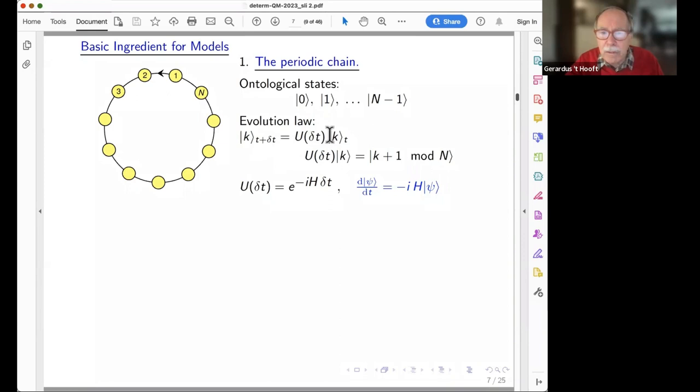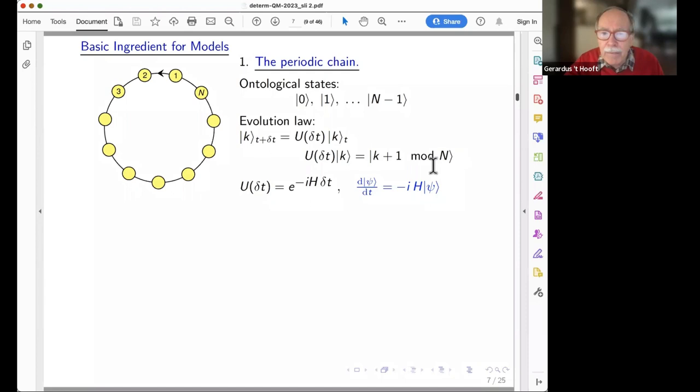Acting with this matrix on the state where k has a certain integer value from 0 to 10, it gives you the next value. It's 1 to 11, but the 11th one is replaced by 0 again, so that this goes round and round and round. You can also say mathematically that u acting on k is k plus 1 modulo n.